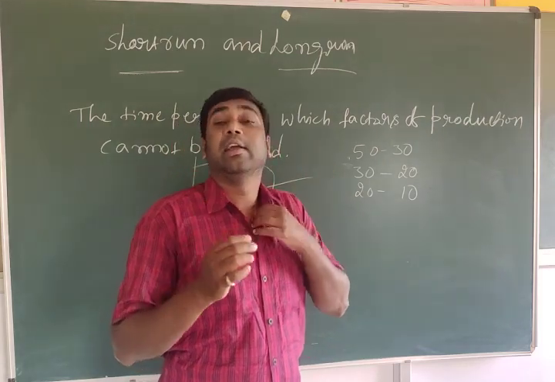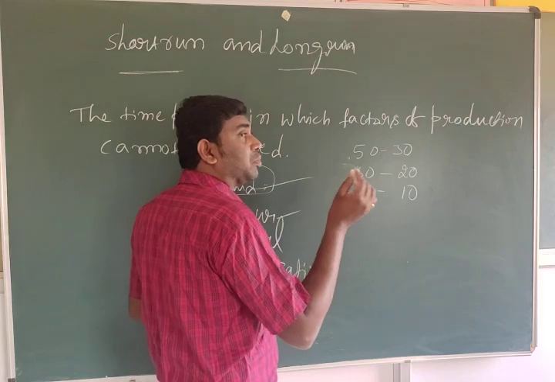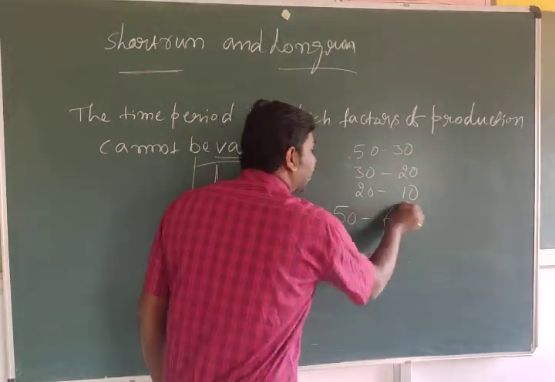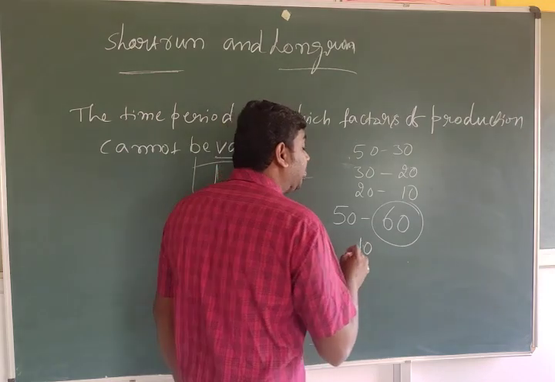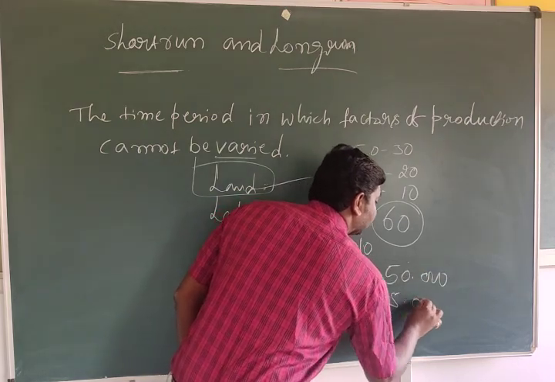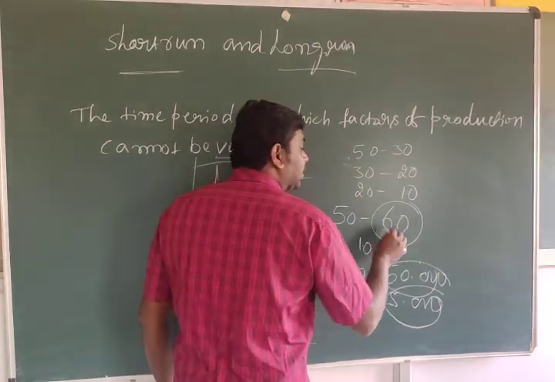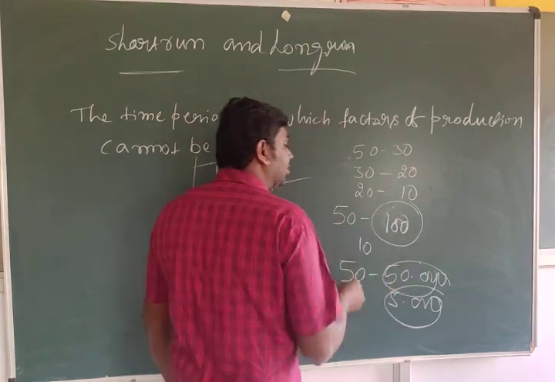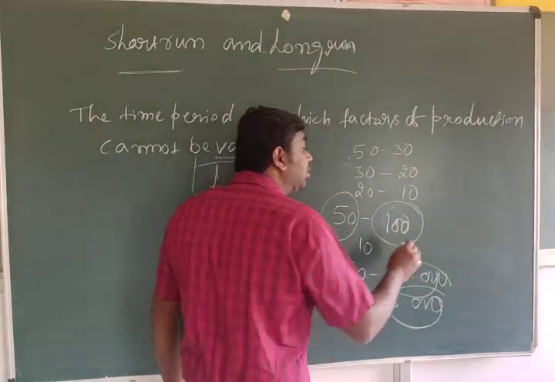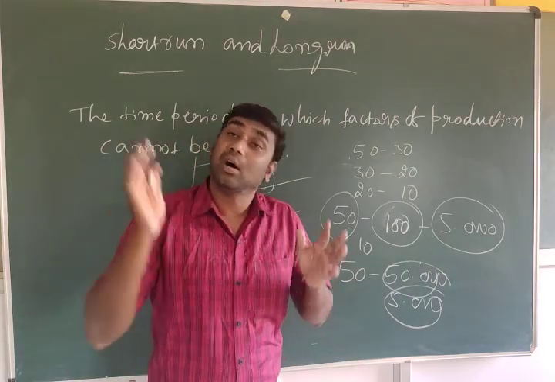It is not possible to increase the scale of production much in the short run. For example, suppose we are producing shoes. We can produce 50 shoes to 60, only 10 more products, but it is not possible to go from 50 to 5,000. We can produce from 50 to 100, but not 5,000, because in the short run it is not possible to change all the factors of production.